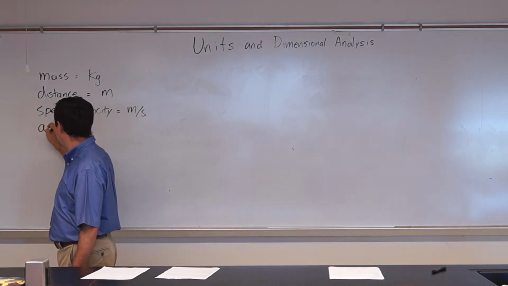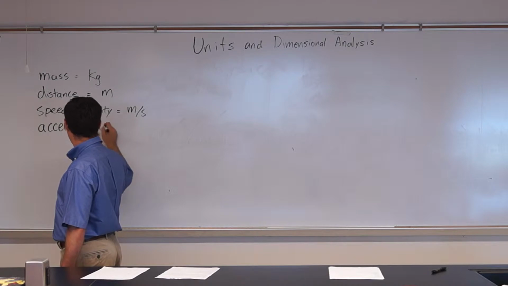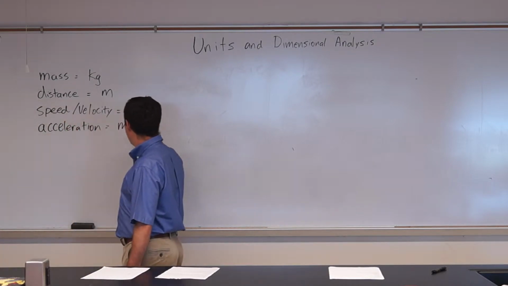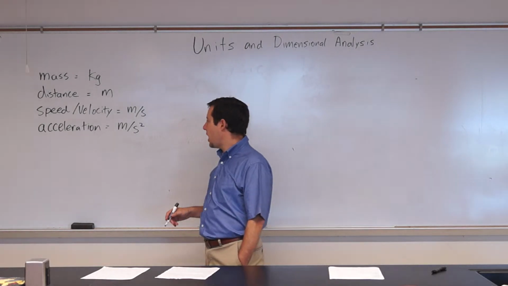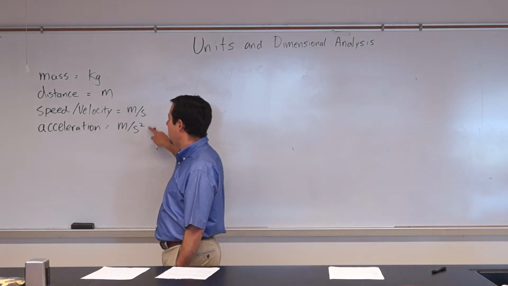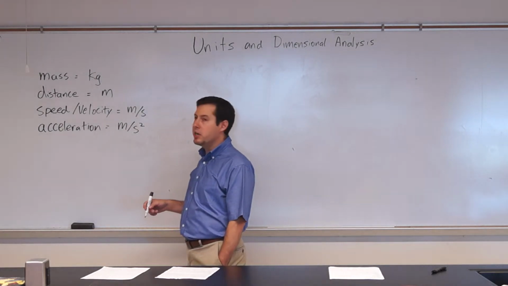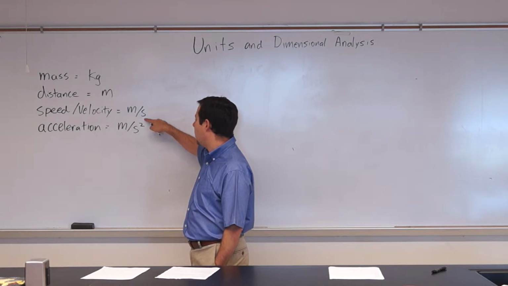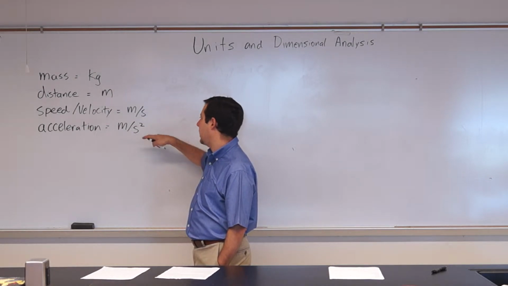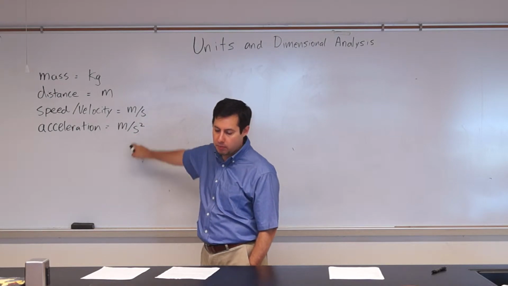When we do acceleration, we're going to do meters per second squared. Acceleration is the change in an object's speed over time. So if, for example, it's accelerating at 1 meter per second squared, that means that its speed is changing by 1 meter per second every second. So meter per second every second gives you meters per second squared.